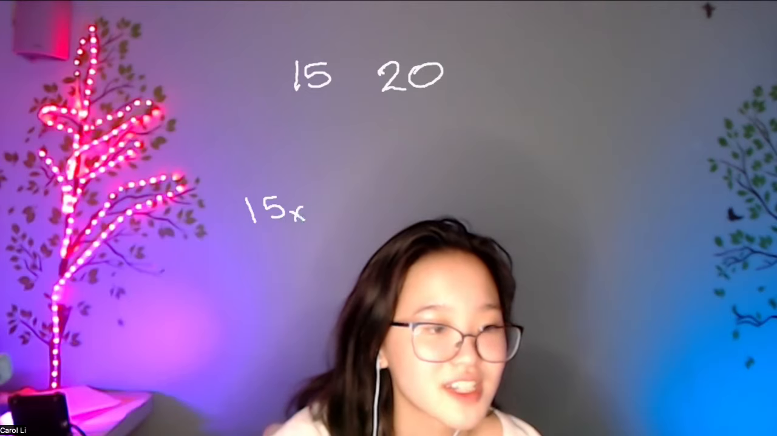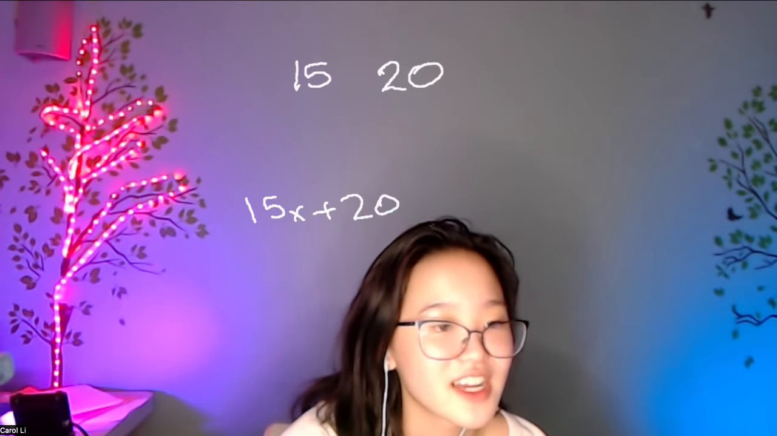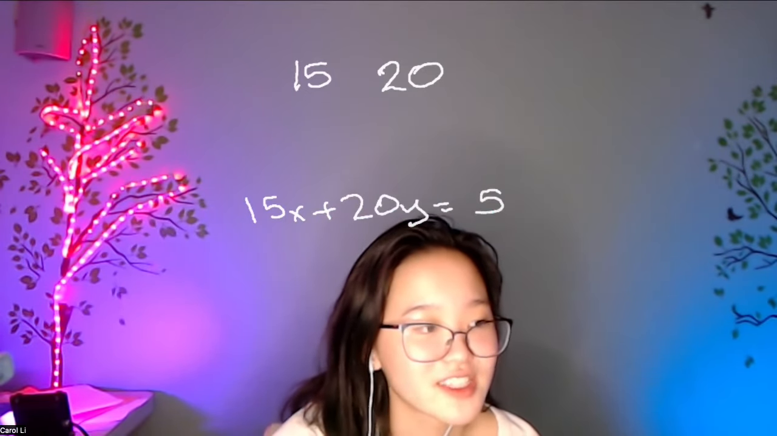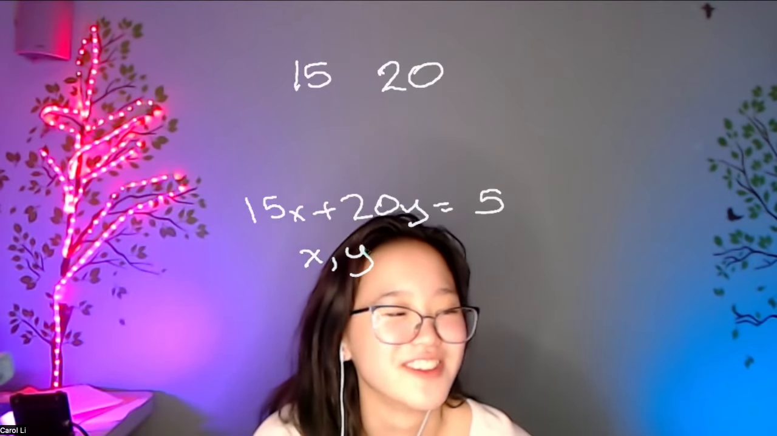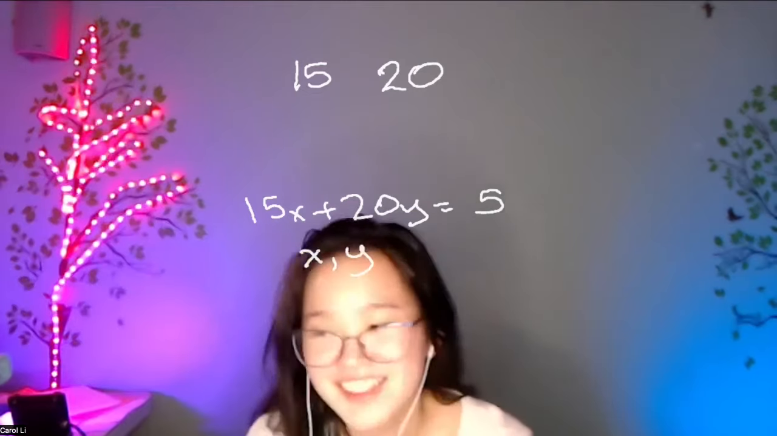Okay. Oh, wait. So what you're trying to figure out is like 15x plus 20y. What is that going to equal? 5? What are x and y? Oh, wait. That is such an easy example. It's okay.